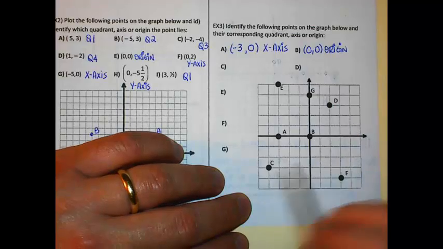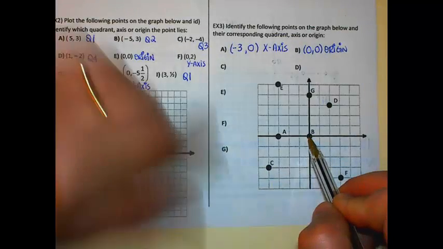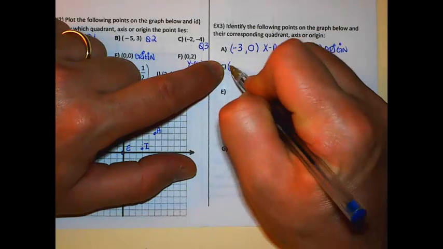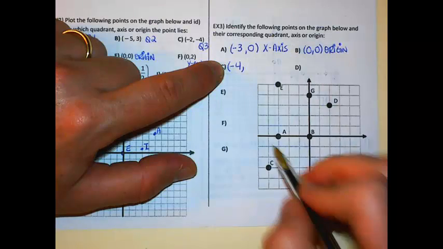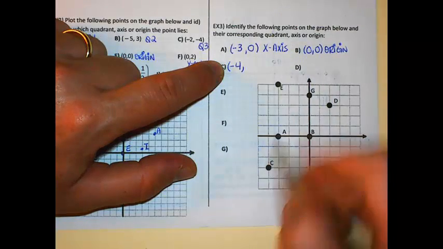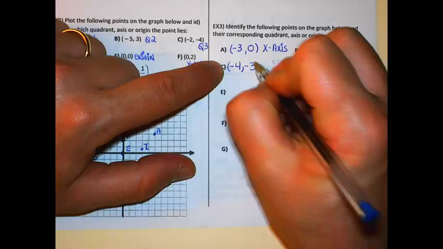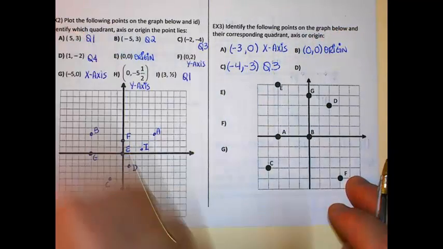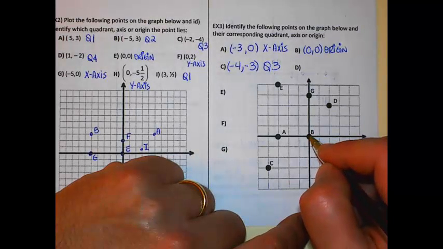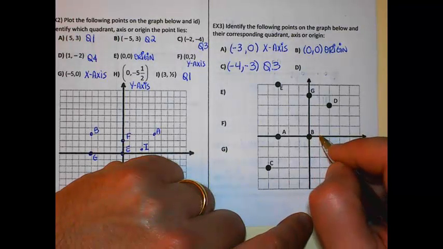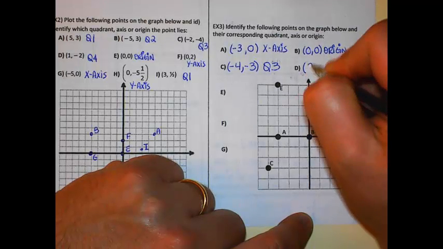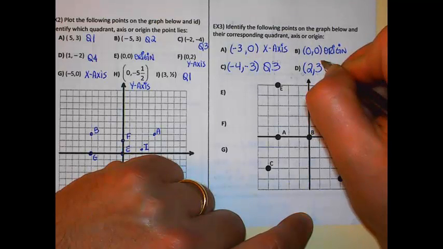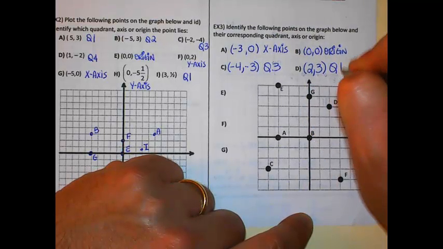Let's do letter C. Letter C is found right here, so to get there from the origin, I count 1, 2, 3, 4, so it'll be -4 to the left, and then 1, 2, 3, and because I went down, it would be -3, and this will be quadrant number 3. Alright, let's do letter D. Put your pencil at the origin, and you go 1, 2 to the right, so it would be +2, and you go up 3, so this would be +3, and this will be quadrant number 1.